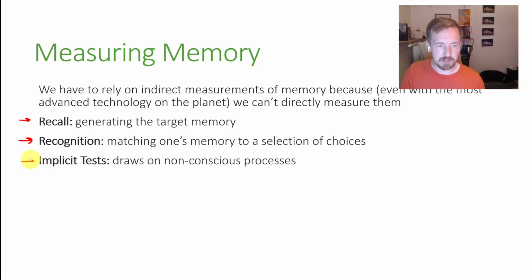That's an example of an implicit test. Is that the best way to determine what you have for breakfast? No. But that's just an example of how not all of these are good for this. All of these measurements have their strengths and weaknesses, and there are certain questions that these methods work better on than others.